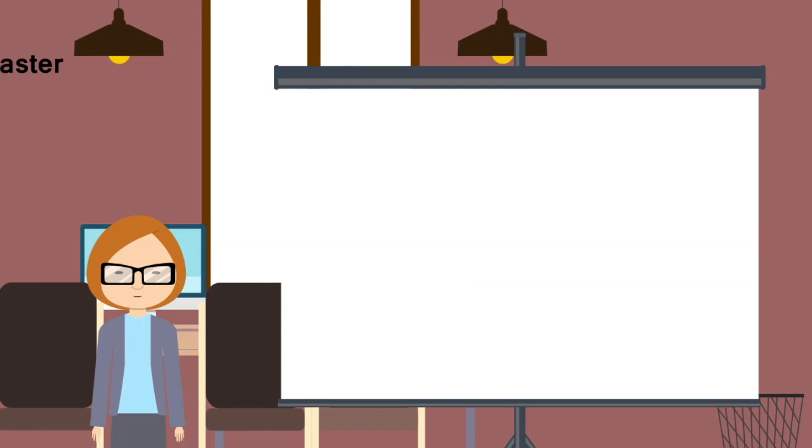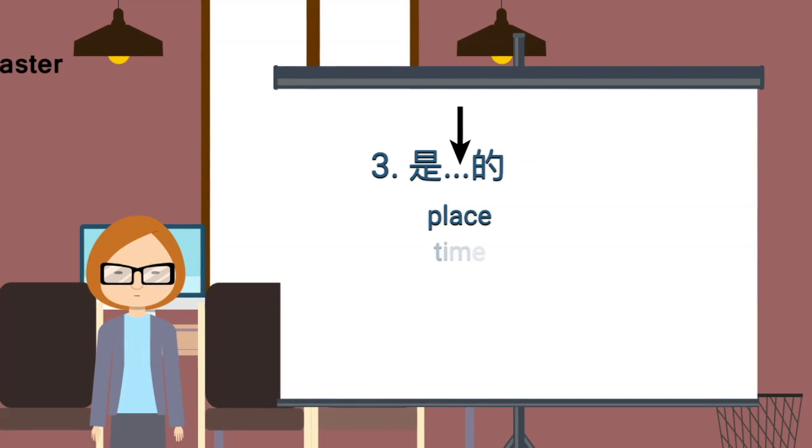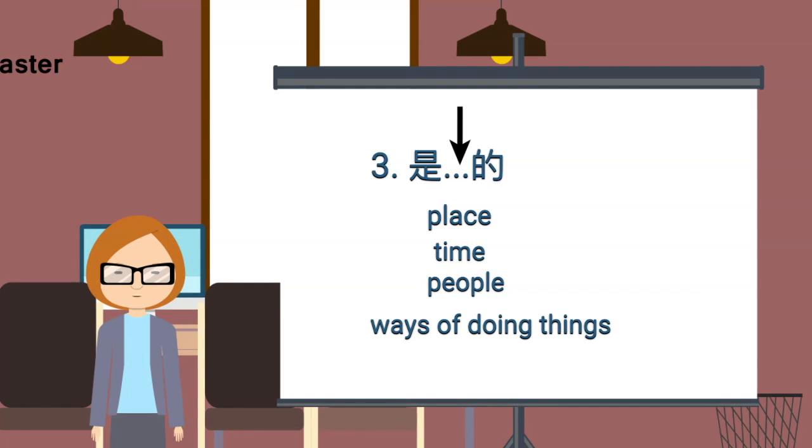The third structure. This structure is an emphasis structure. The element being emphasized is placed right after 是. Normally, it's used to emphasize place, time, people, and ways of doing things. Take a look at this example.